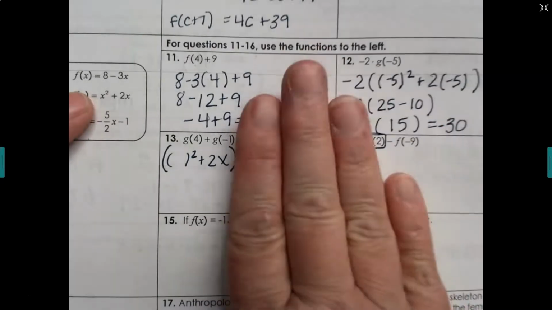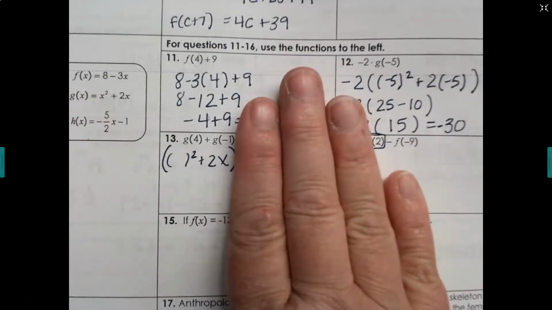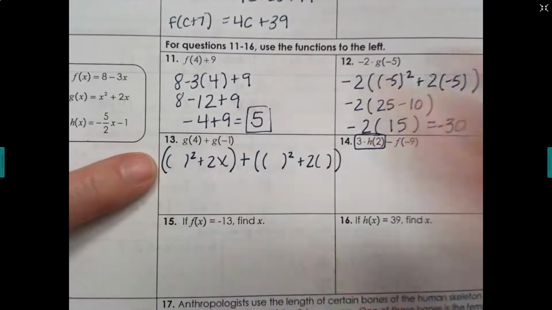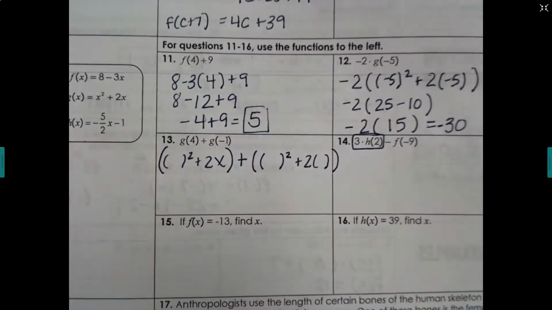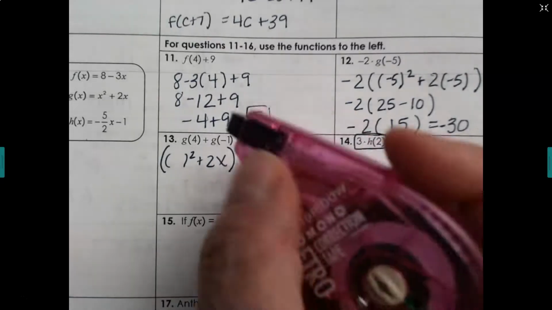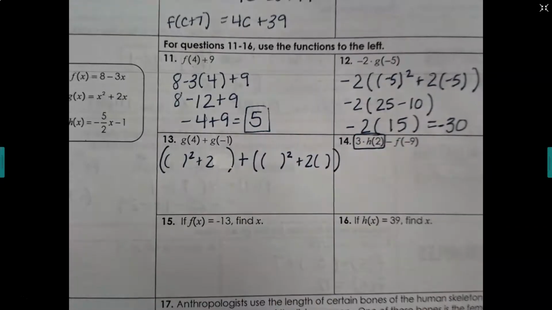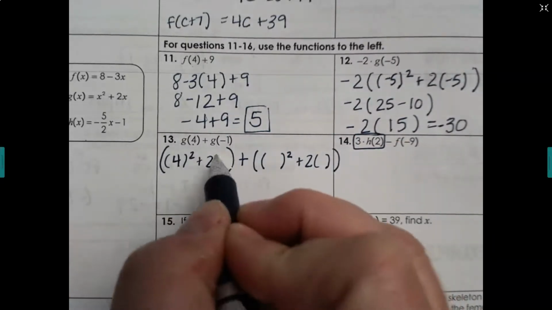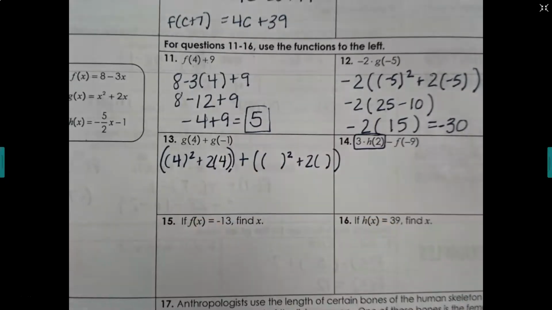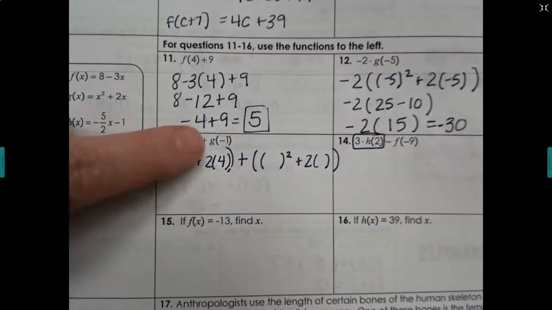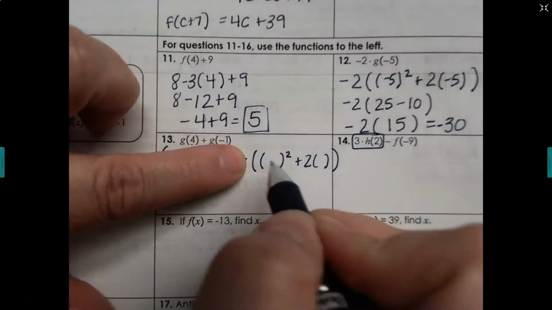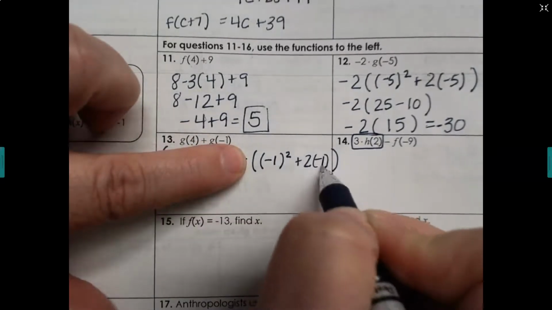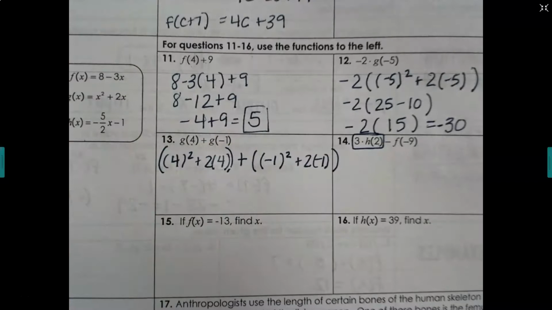So if I'm just going to look at the first half, it says g of 4. So in the first one, instead of that x there, we want to put in a negative 4, right there. Or sorry, positive 4. So we're going to put a 4 here and a 4 there. And in the second part, it says g of negative 1. So where the x would have been, you're going to plug a negative 1 in. And then we're going to start simplifying.